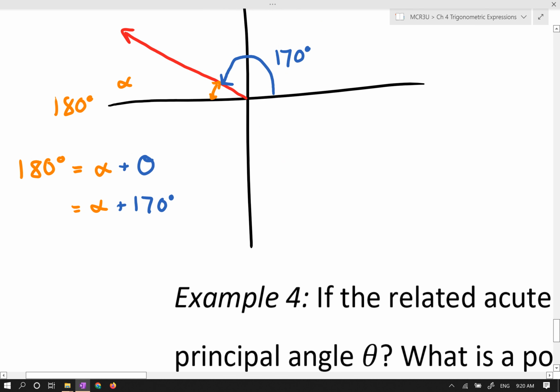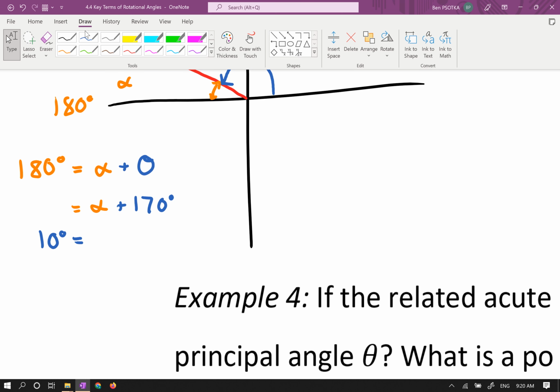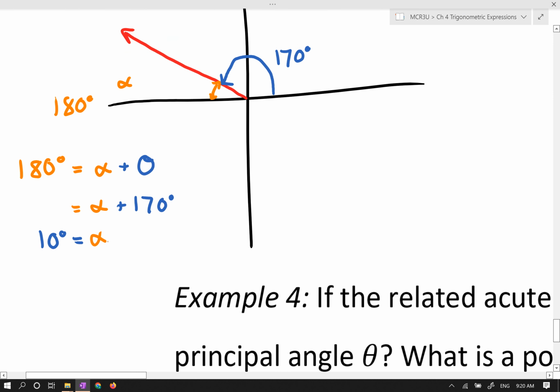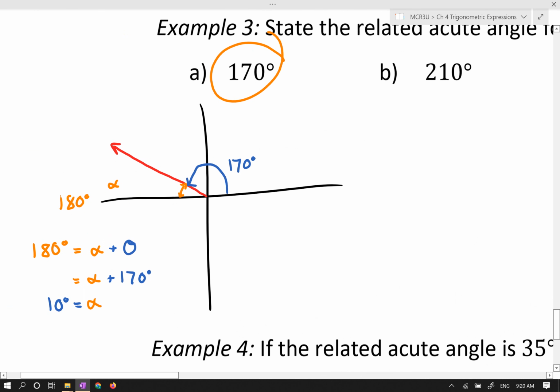And now I can rearrange this. I can subtract 170 degrees from either side. I'm working with 10 degrees on the left, and this is equal to my related acute angle. That's how we find it. Now, are we always going to be adding together two angles to 180 degrees? No, but we are going to be doing that every single time that we're working in the second quadrant.